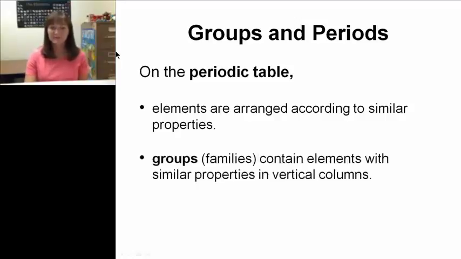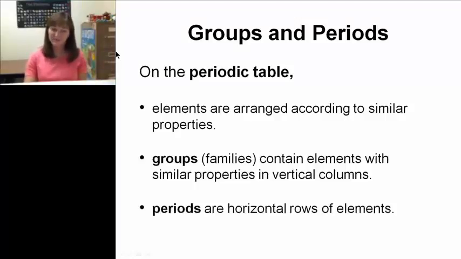Groups or families contain the elements of similar property in the vertical columns. So the elements in the vertical columns, we don't call them columns, we call them groups or families. And those are the elements that have similar properties. Periods are the horizontal rows on the periodic table. So we don't tend to say the row, we say the period number.